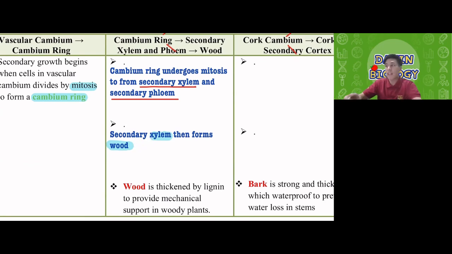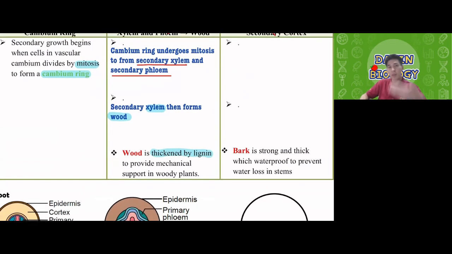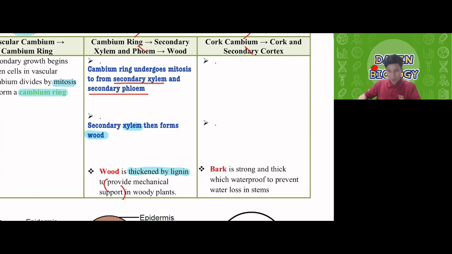So those plants that don't undergo secondary growth won't have secondary xylem, meaning they won't have wood. Because wood, as we mentioned many times, is thickened by this thing called lignin. Lignin is basically fiber, wood fiber. Get it? So you could explain that it's made out of lignin, and since wood is hard, as we know, it provides mechanical support. That's why woody plants are generally more stable and stronger.